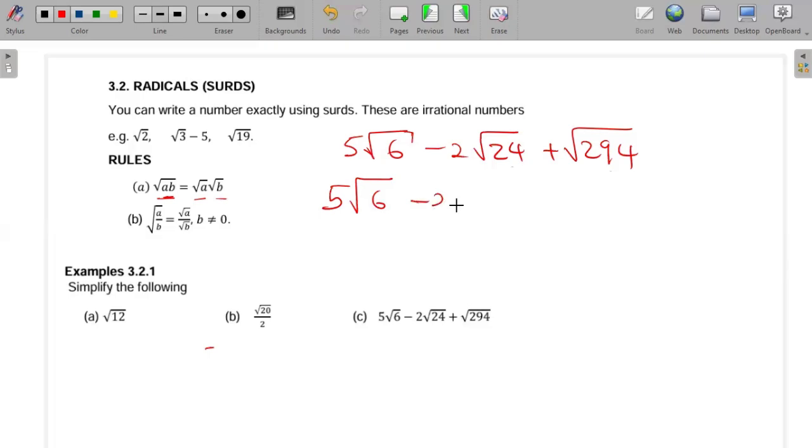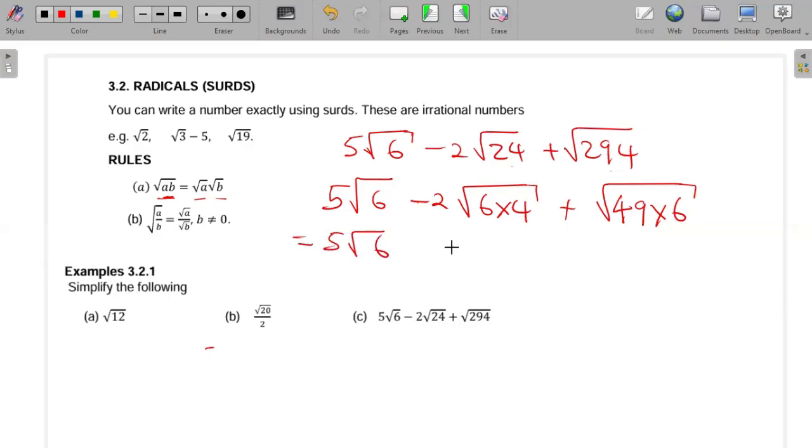In the next one, 24 can be written as 6 multiplied by 4. Then at the end I have 294. 294 divided by 6 gives us 49, so you have 49 multiplied by 6. This 49 will give you a perfect square. So this will be 5 root 6, and then negative 2 times root 6 times root 4, plus the square root of 49 times the square root of 6.